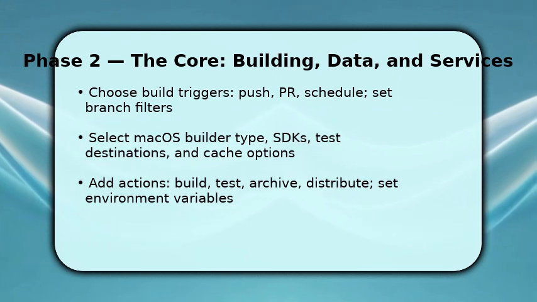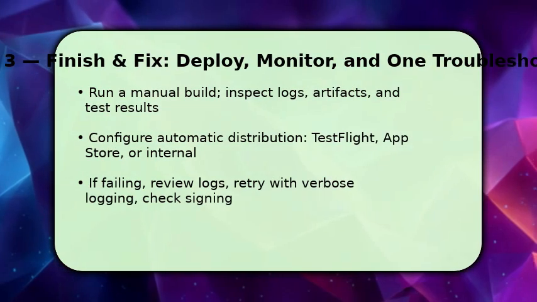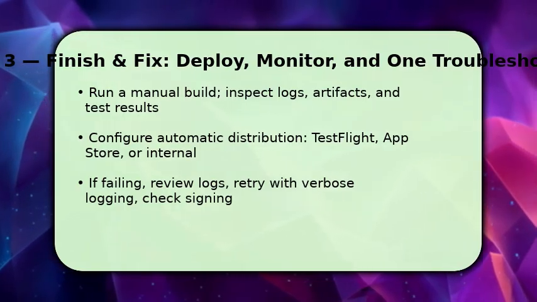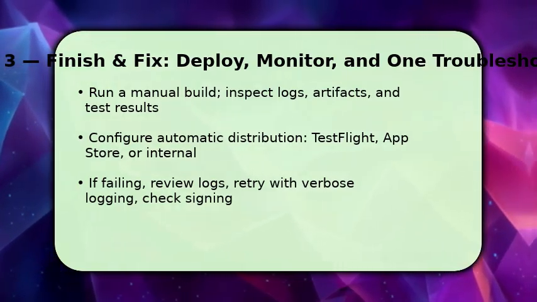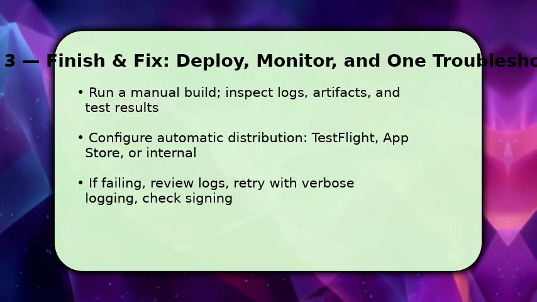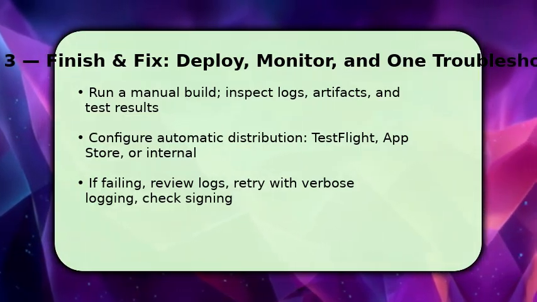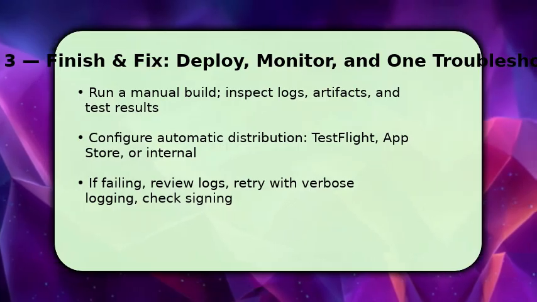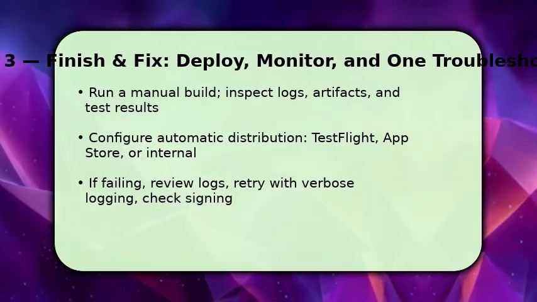You finish by running a manual build to validate the workflow, then inspect logs, artifacts, and test reports in Xcode Cloud's web UI. Once green, enable automatic distribution to TestFlight or App Store and set release notes and groups. Make sure to monitor subsequent runs and adjust parallelism or cache settings for speed.